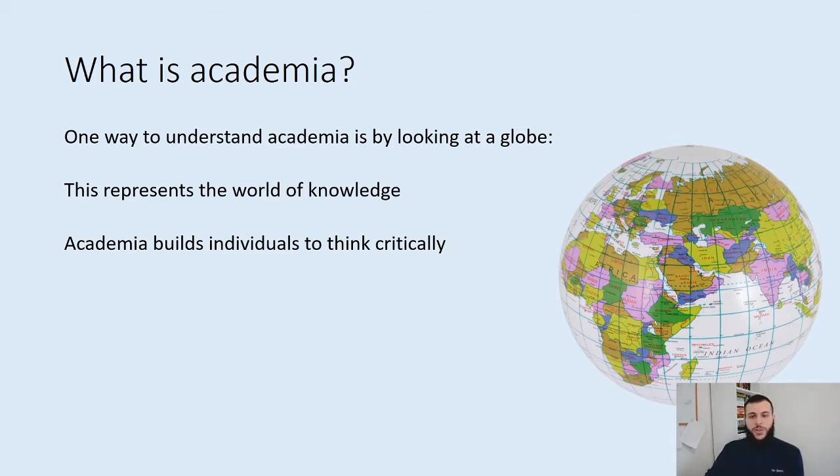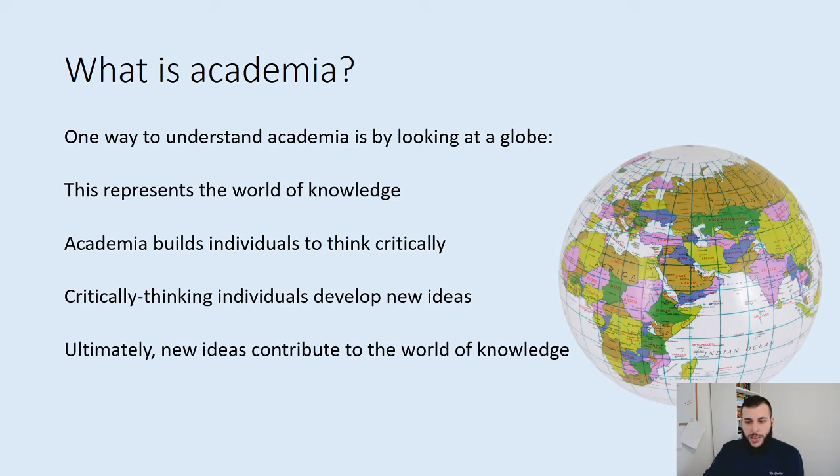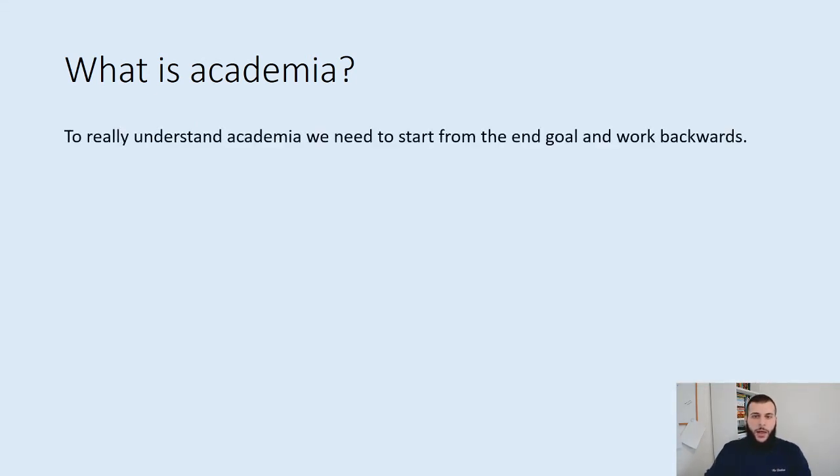But it builds individuals to think critically. Critical thinking individuals, they develop new ideas. Now these new ideas, they start to contribute more to this world of knowledge, and this process is repeated generation after generation, hence expanding this world of knowledge. So academia is essentially revolving around this world of knowledge. Now, to really understand it, let's go from the end goal and work backwards.